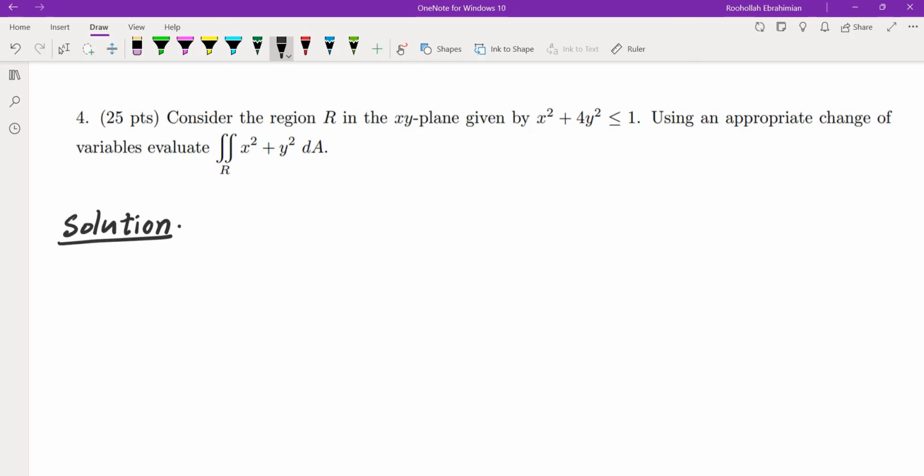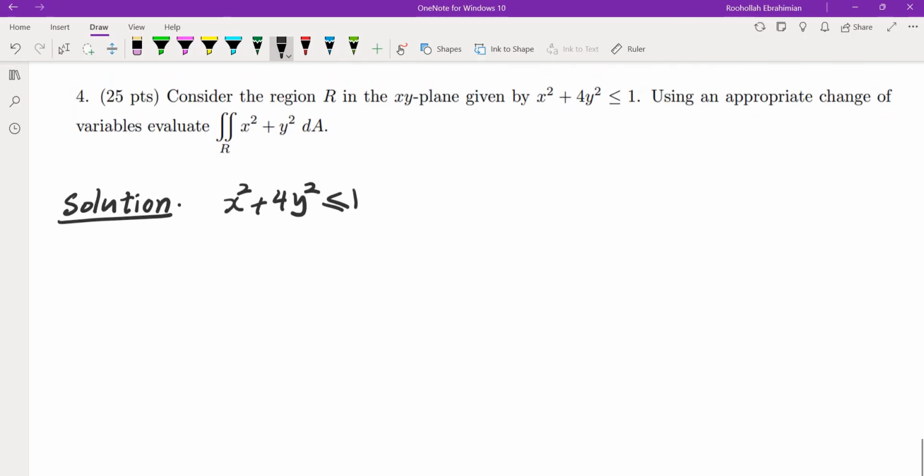Using an appropriate change of variables, evaluate this. So the easiest change of variable would be using some sort of adjusted polar coordinates. Notice that this is not exactly polar coordinates, because this one is not a radius; we don't have x squared plus y squared less than or equal to 1.